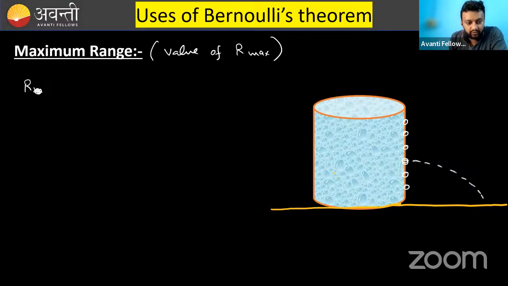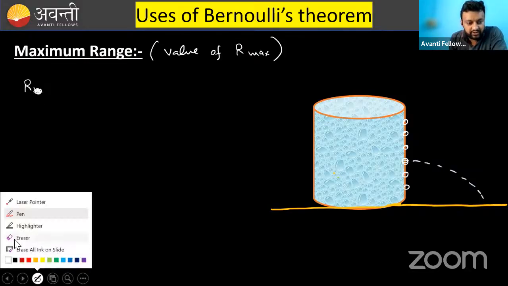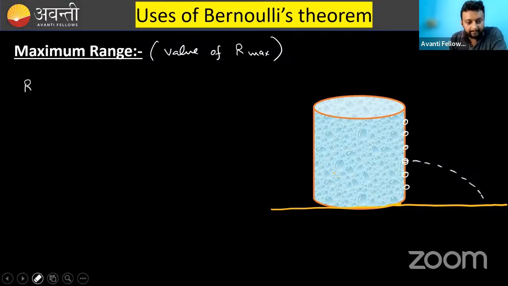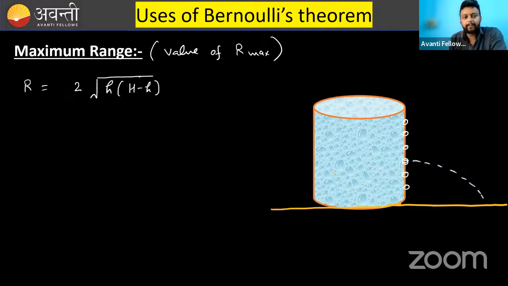Before going to R max, you first need to write what is R. R is equal to 2 root of small h times (capital H minus small h). This is small h, this is capital H. Capital H is the total height of the liquid. Small h is the depth of the orifice.